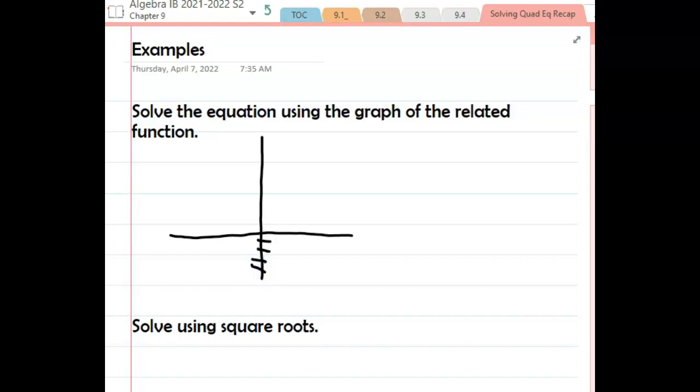Okay, I want you to put a point at (0, -4), a point at (-2, 0), and a point at (2, 0), and then just draw your parabola.